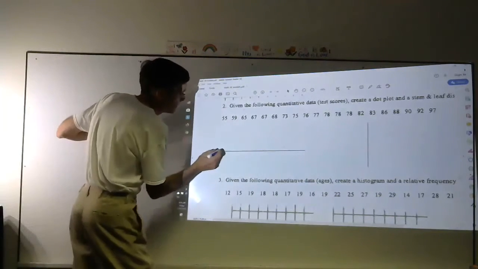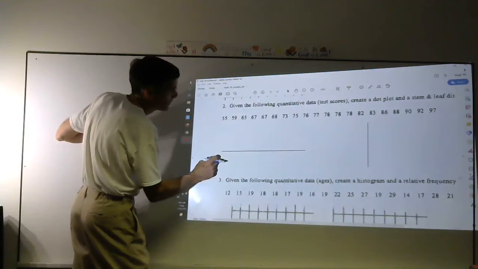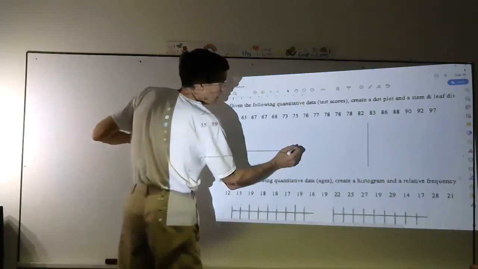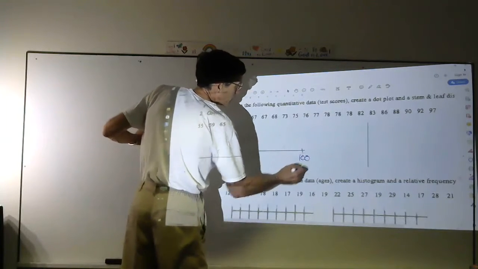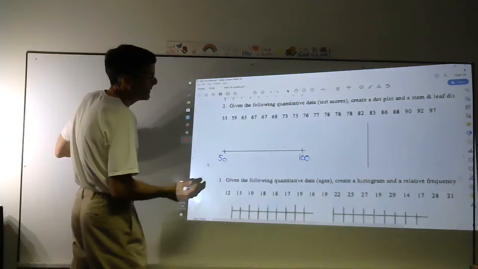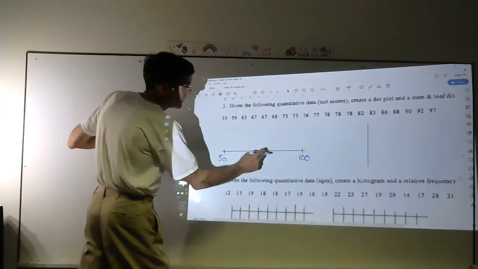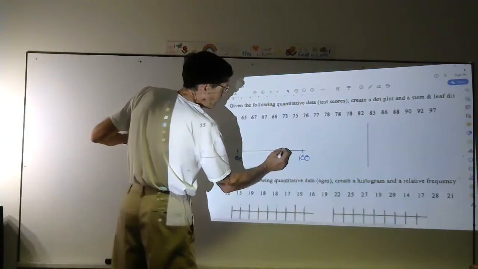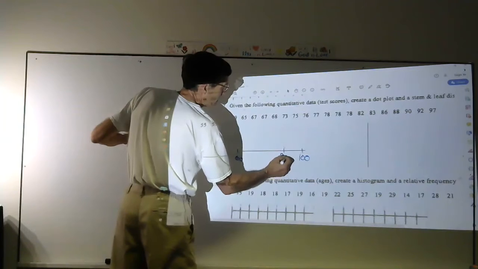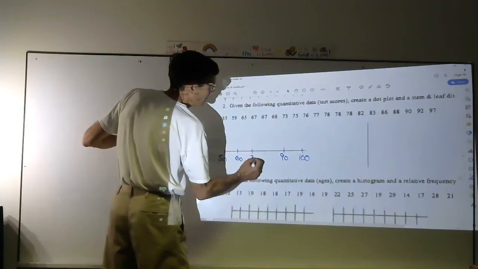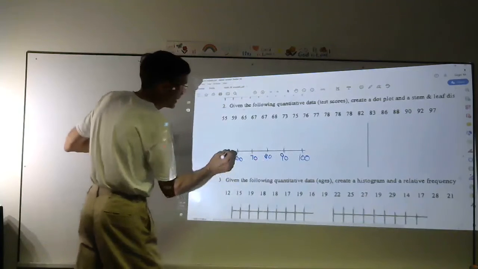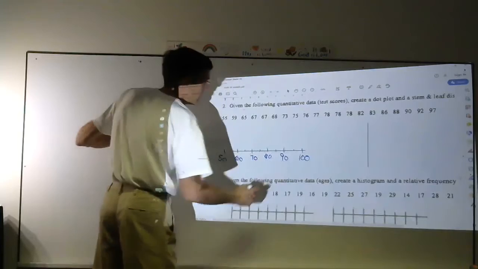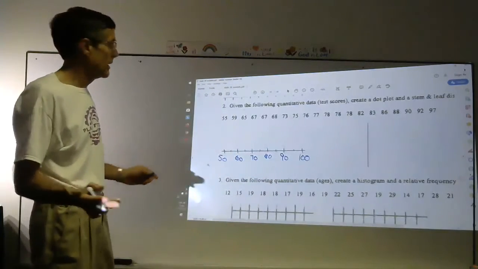So what I'm going to do, I'm going to use this line, and you must make a uniform scale here. So I'm going to go from 50, and up here, I'm going to stop at 100, okay? So I've got to divide this up, 60, 70, 80, 90. So let's say 60, and this would be about 90, and this would be 70 and 80, okay? Here would be 55, 65, 75, 85, and 95.